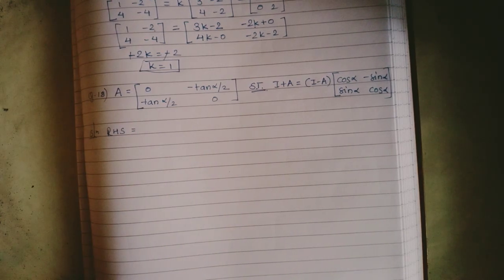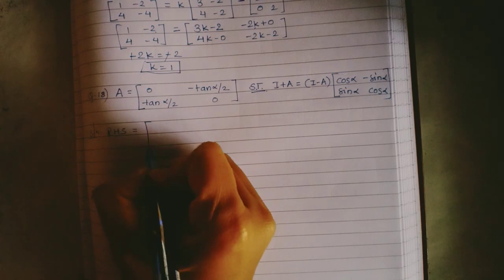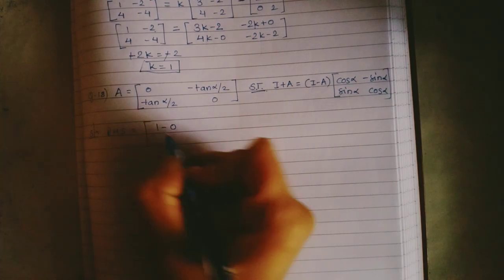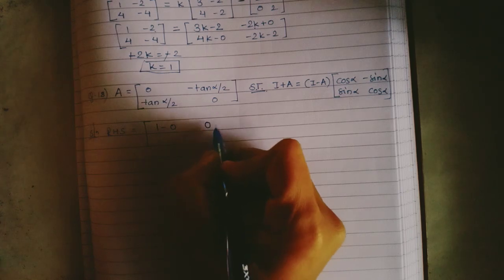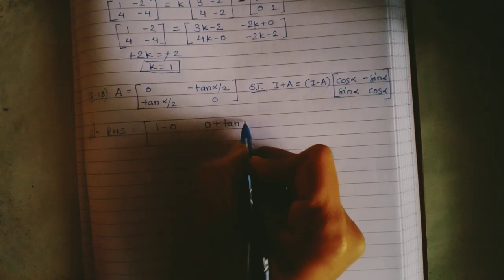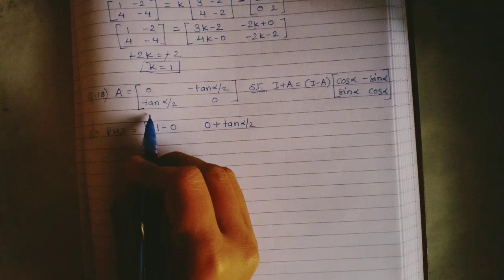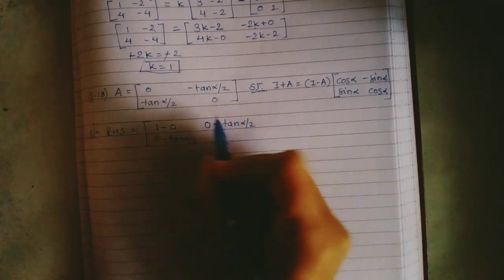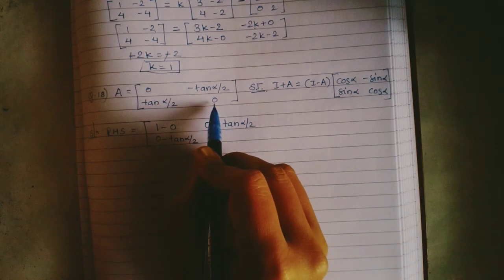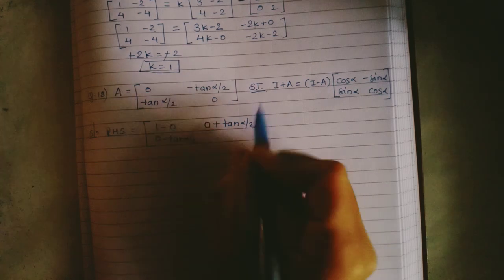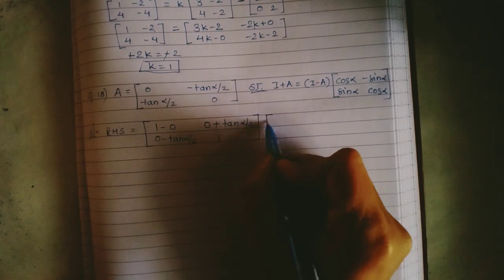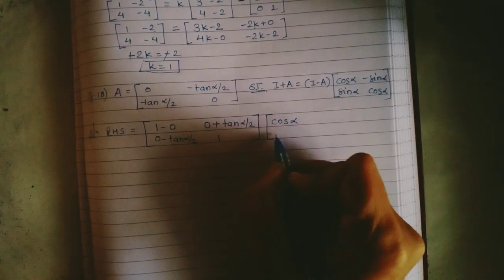Okay, so I minus A is given. I is what? I is your identity matrix, so 1 0 0 1, and minus A. So this will be 1 minus 0, and minus means this becomes plus tan alpha by 2. Then 0 minus tan alpha by 2, and 1 minus 0, so 1. Okay, this is your I minus A.